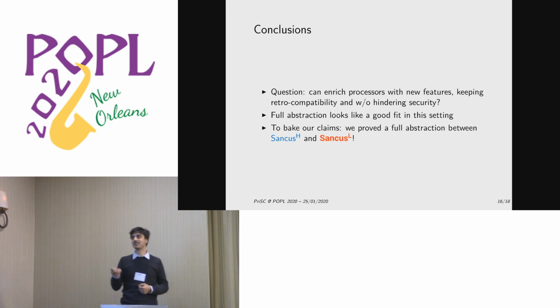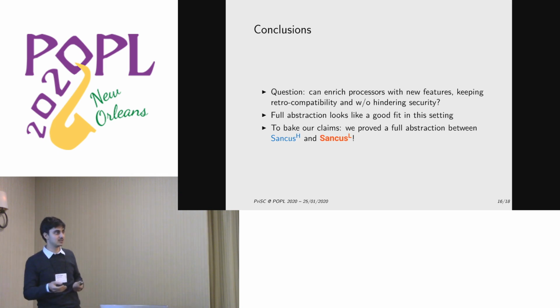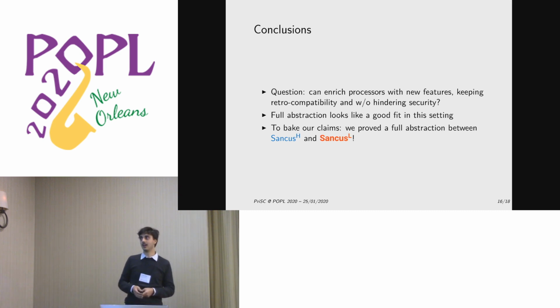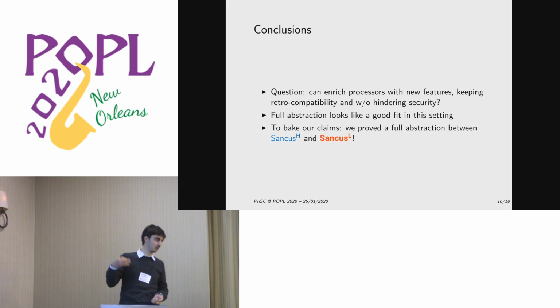The question was, can we enrich processors with new features by keeping retrocompatibility, which is fundamental, and without hindering security? And, well, we argue that full abstraction might be a nice fit in this setting. And to back our claim, we actually proved the full abstraction between Sancus I, so the Sancus without interruptible enclaves, and Sancus Low, the one with interruptible enclaves.